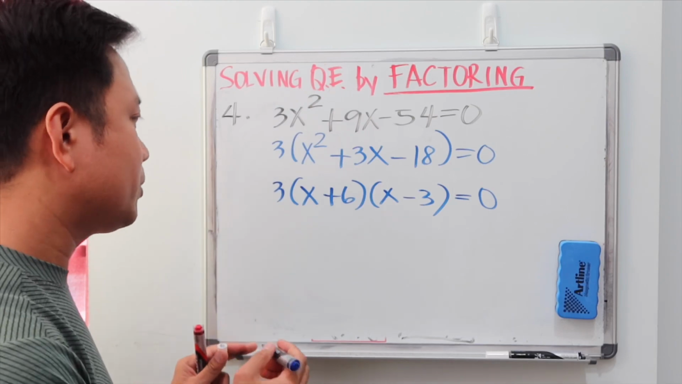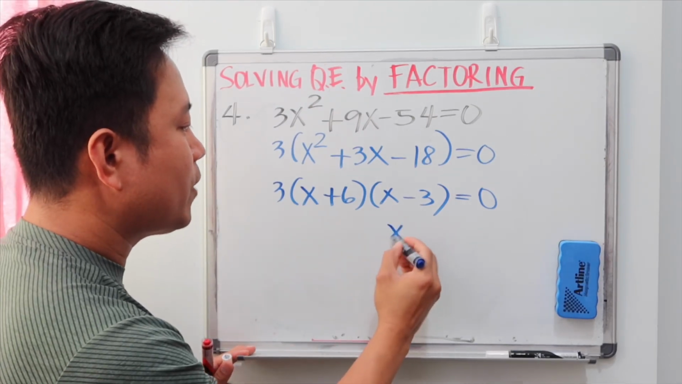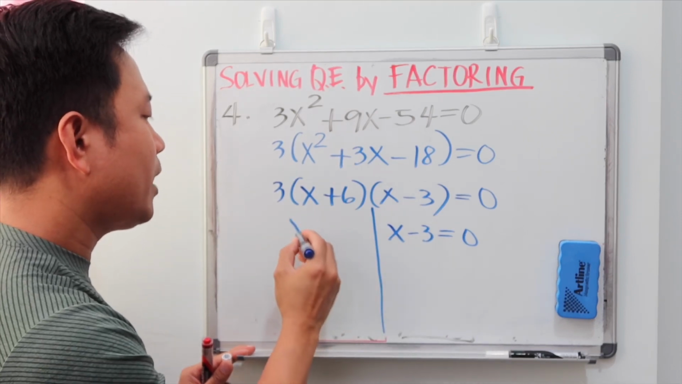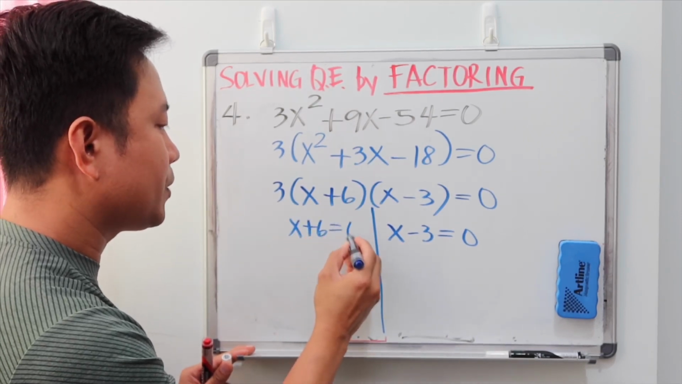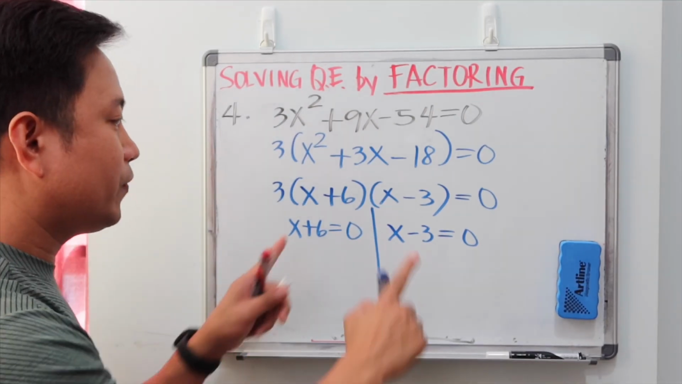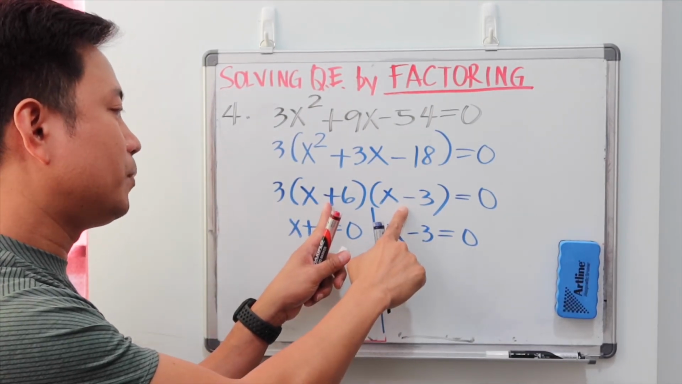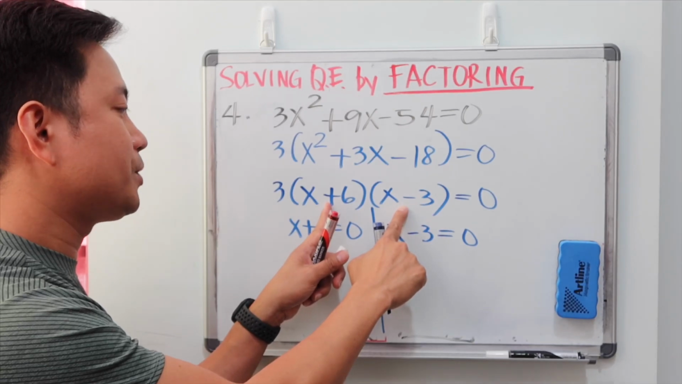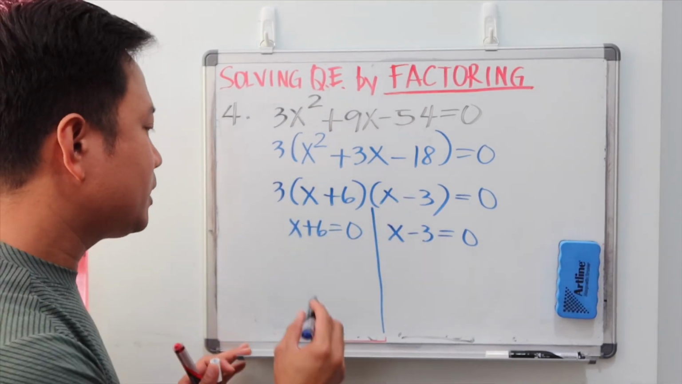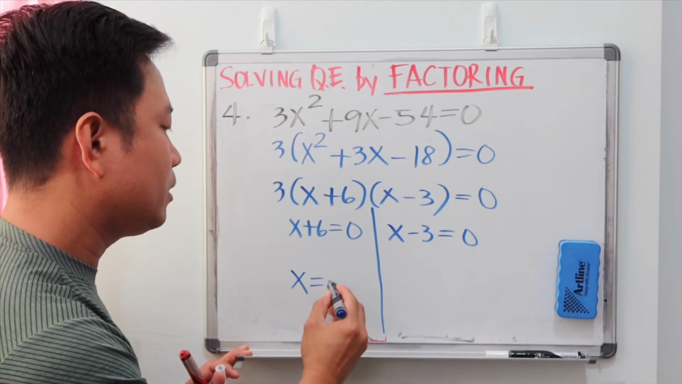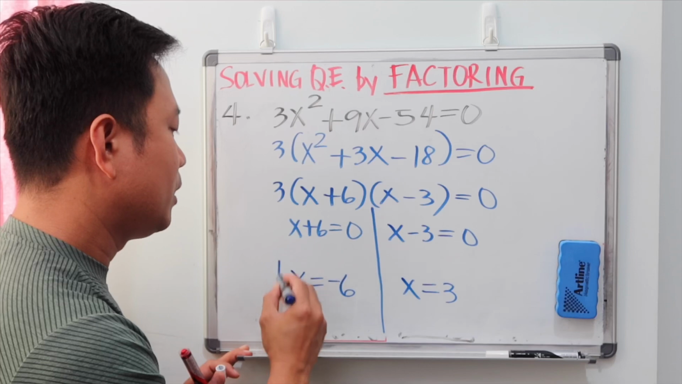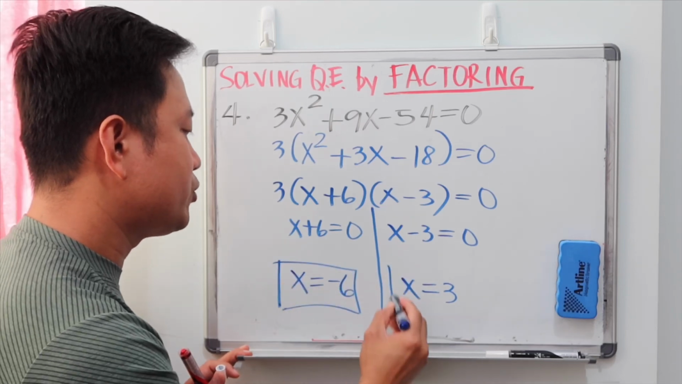Again, using the zero product property, we have x minus 3 is equal to 0. We have x plus 6 is equal to 0. And of course, 3 is not equal to 0. So if one of these parentheses, or both of these parentheses are equal to 0, then the whole thing becomes a 0. This means that the x values are negative 6 and positive 3. So these are the roots of that quadratic equation.